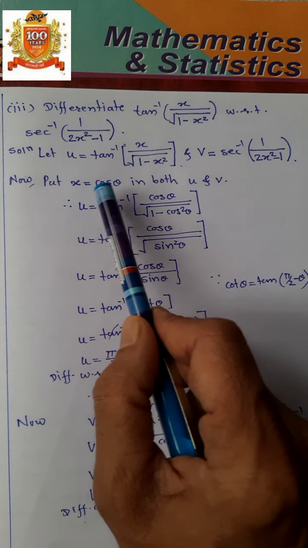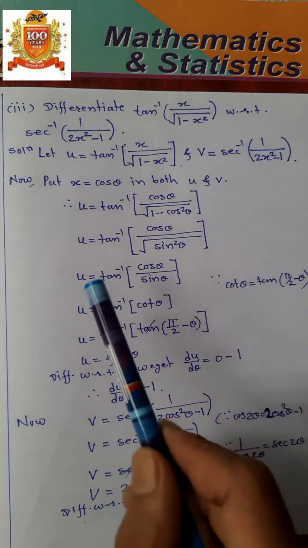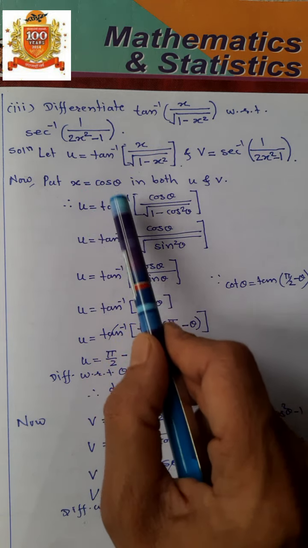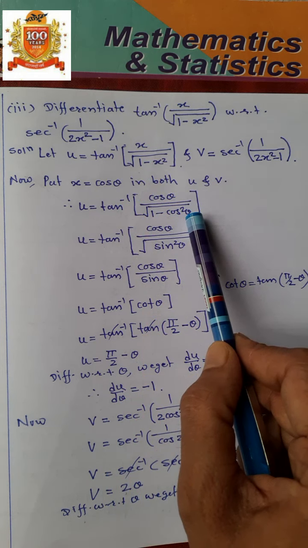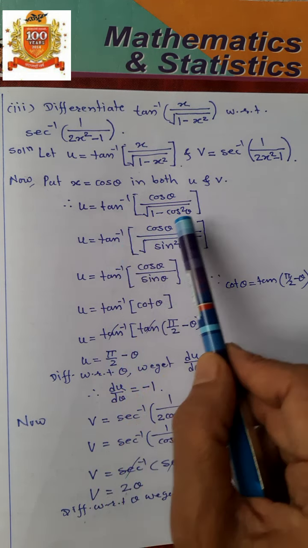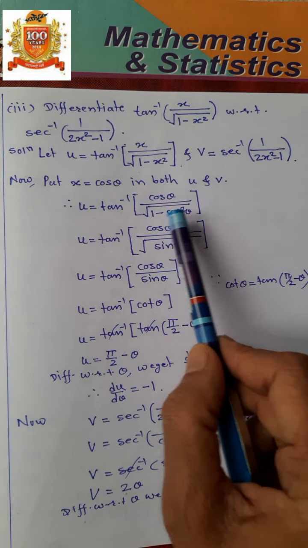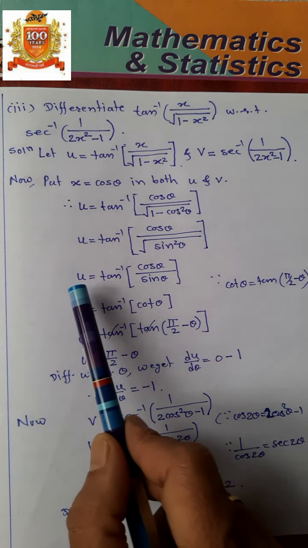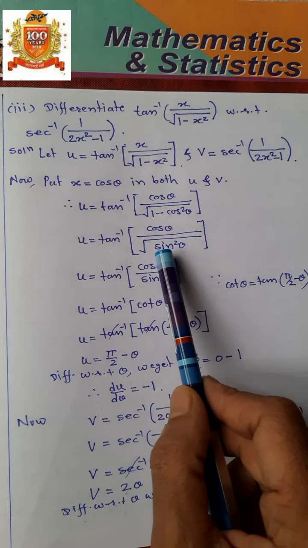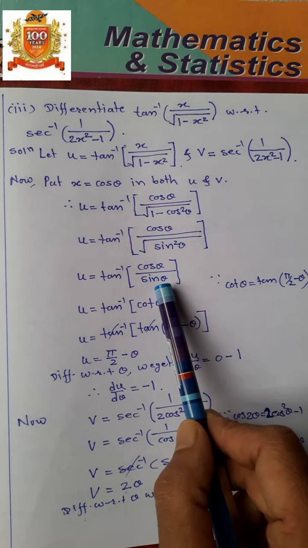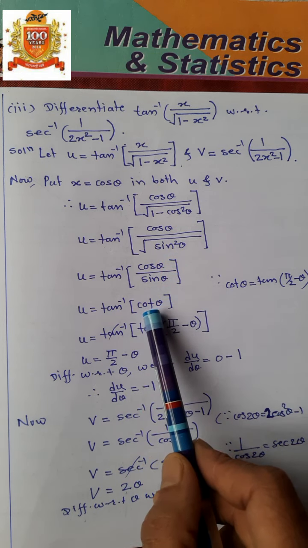See here how to find. Put x is equal to cos theta in both u and v. Therefore, u is equal to tan inverse of cos theta upon root of 1 minus cos square theta. Therefore, u is equal to tan inverse of cos theta upon root of sin square theta. Why? Because 1 minus cos square theta is sin square theta. Square root of sin square theta means sin theta, isn't it? Therefore, u is equal to tan inverse of cos theta upon sin theta, that is, tan inverse of cot theta.